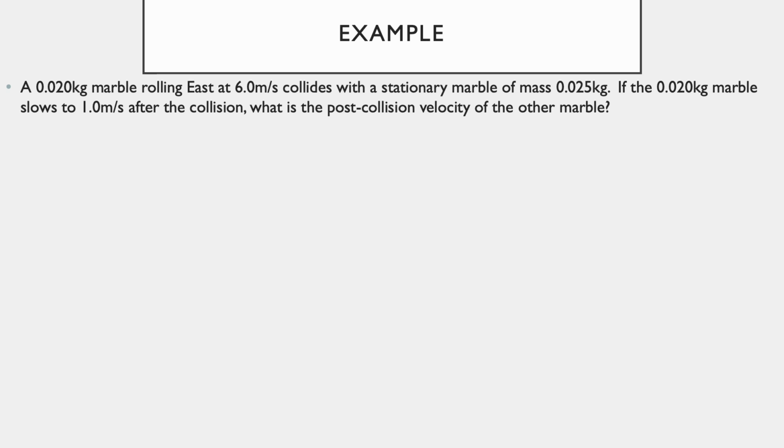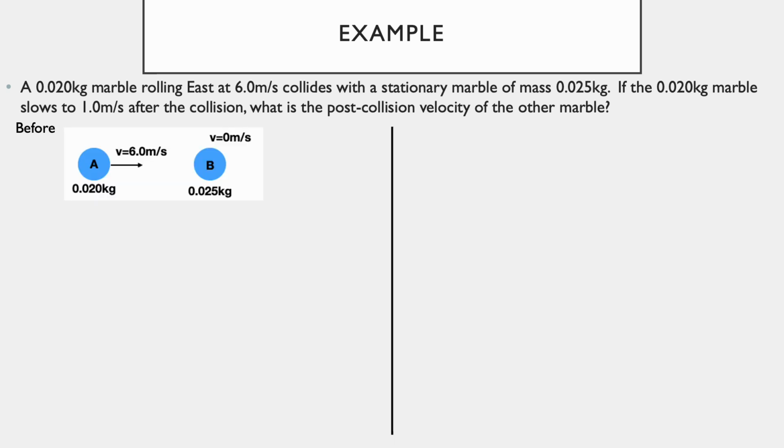So what I tend to do for solving these is split the equation into before and after collision. And I often draw out what's going on as well. So before the collision, we have one marble that is traveling at 6 meters per second, colliding with one that is stationary. After the collision, we know that the one that was originally traveling at 6 meters per second has slowed to 1 meter per second, but we don't know the velocity of the second marble. So we'll look at calculations for before the collision.